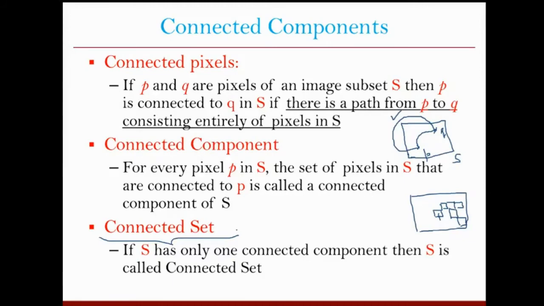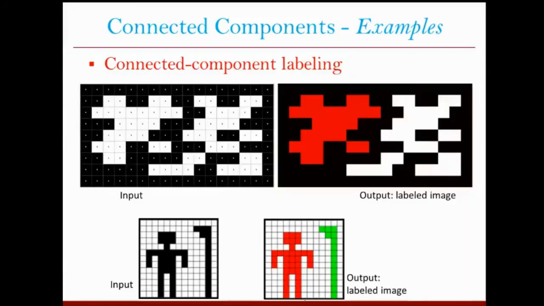That means there's only one connected component, and then it can be called a connected set. Okay. So in the case of a connected set, the entire image has just one component. You don't have multiple components, you have just one component. But if you have multiple components, then you will have connected components. The set will not be called a connected set. Okay. You can see those examples here again.